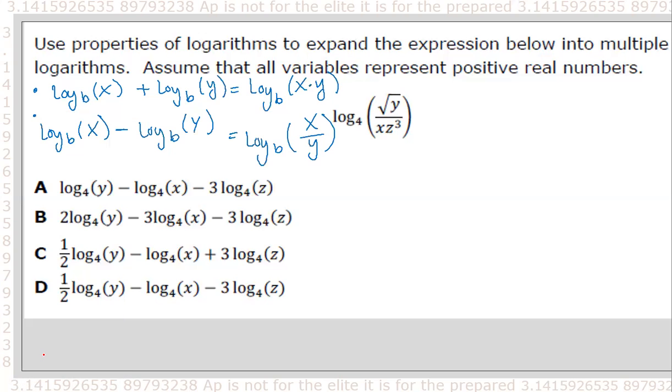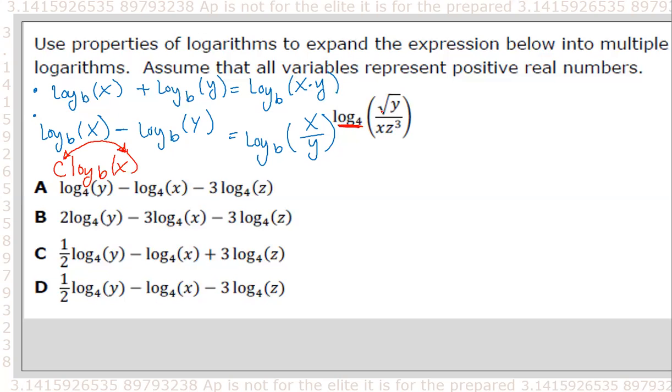Oh, something I did forget. Keep in mind, if you have a coefficient, so let's say c log base b of x, that c becomes the exponent, and vice versa. If you have an exponent on the argument, it becomes the leading coefficient. Okay, so let's go ahead and begin by looking at this.